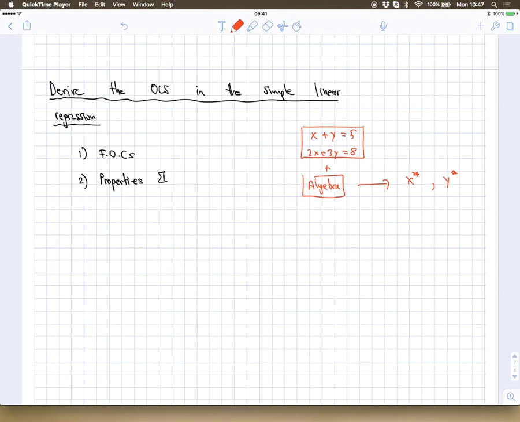Well, we're going to do exactly the same thing when deriving the OLS. What are the first order conditions? It's exactly the analog of this x plus y is equal to 5, 2x plus 3y is equal to 8. Why do we need the properties of summation notation? Because the algebra that we're going to do on this first order condition will involve a lot of this summation notation. So if you don't know it, you're going to get the algebra wrong. Okay? So you're not going to find the optimal x star and y star.